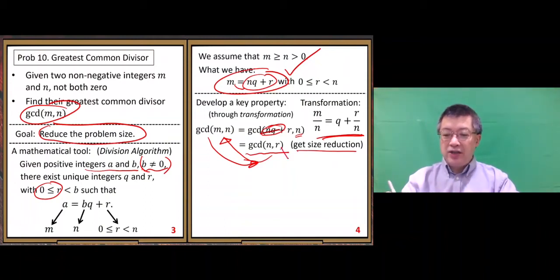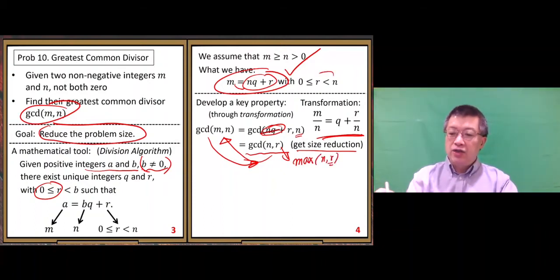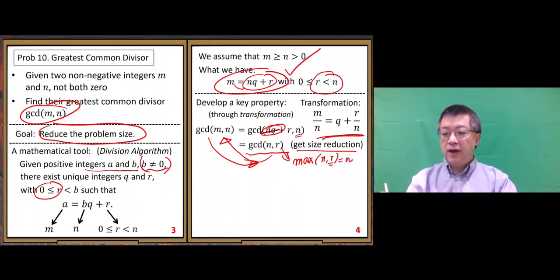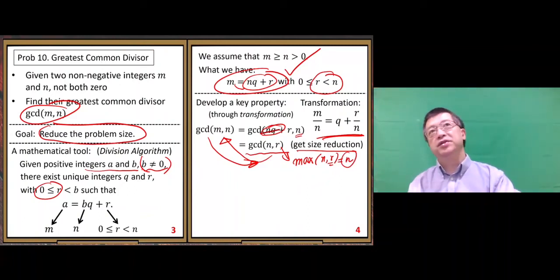Remember, the size corresponds to the max of the two numbers n and r. We know r is strictly less than n, so that max is n. It is reduced, comparing with the max of m and n, it is reduced.